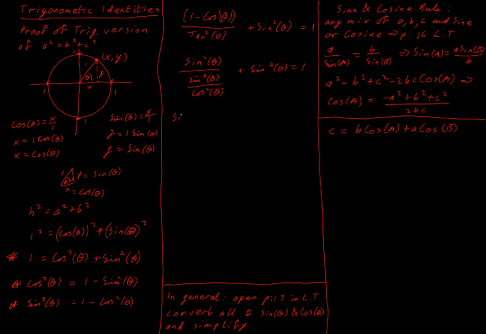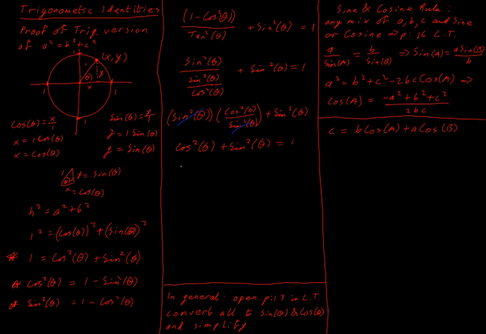So I have sine squared theta multiplied by, flip the fraction, so cosine squared theta all over sine squared theta, plus sine squared theta. Now I can see that I have a sine squared divided by a sine squared, so they're going to divide out, and I'm going to be left with cosine squared theta plus sine squared theta.